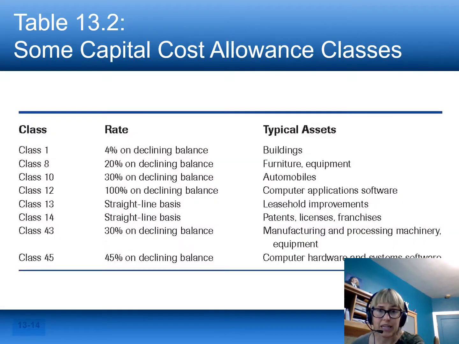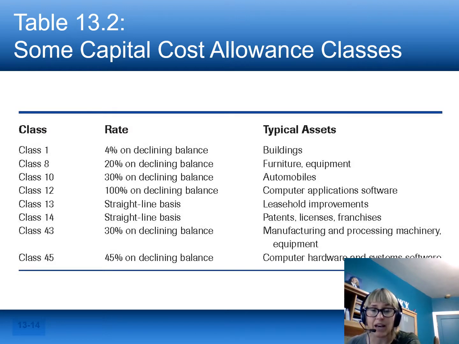Now, here are some typical classes. Class 1 is buildings, for example, and you're only allowed to deduct 4% on declining balance. So in the first year that you buy a building, you would have, say, let's make it a ridiculous amount, a $100 building. So 4% of that, and you generally have a half rate, remember, in that first year. That's one of the tricky things about CCA. So if it's a $100 building and 4% is the CCA rate as it is here for class 1 buildings, then you deduct 2% basically.